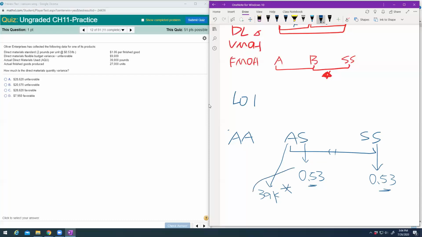Okay, 39,000 pounds. And then your standard said for one unit, you should use 2 pounds. Totally, you use 27,000 units, and each one you use 2 pounds. So that gives you 54,000, I believe. So standard said 54,000, but you actually only used 39,000. You will have a favorable. Without any calculation, you should know it's favorable. And then how much favorable?